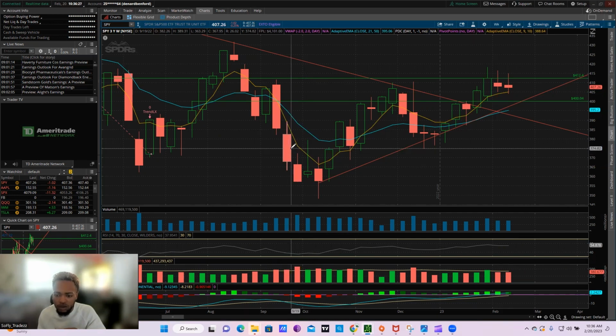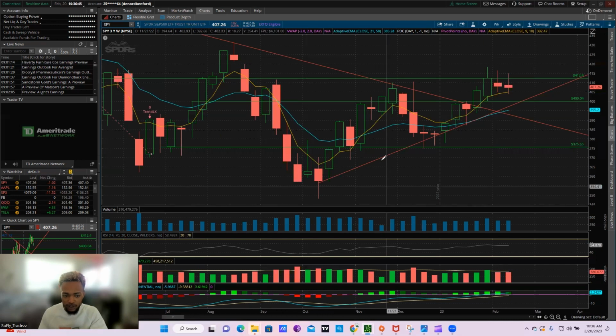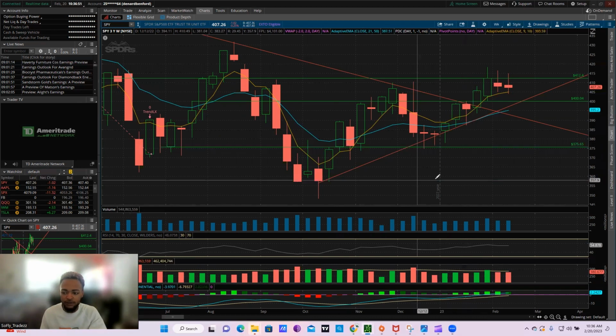Okay. I think I like this level right here. This 374 level. And we probably won't get there any time soon, but it's catching my eye, so I want to mark it in. If it catches your eye, mark it in. It's 375. That catches my eye. Go ahead and mark that in. Again, on my daily and weekly time frames, the levels I find, I mark them green.